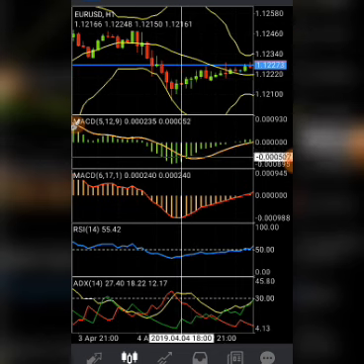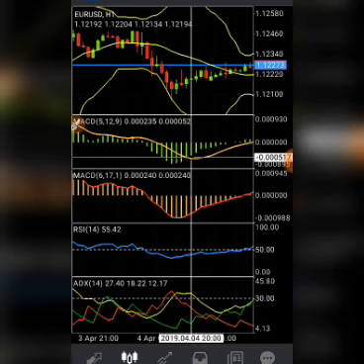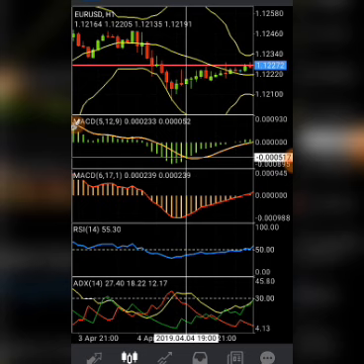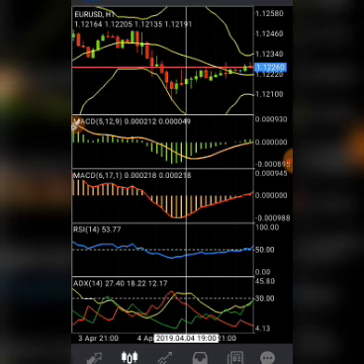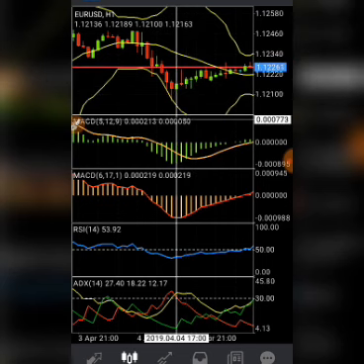Another thing I do is, even before it goes above, as soon as the signal line and the edge of the histogram meet each other, I close the trade in profit. So those are two things you want to be using for closing a trade.